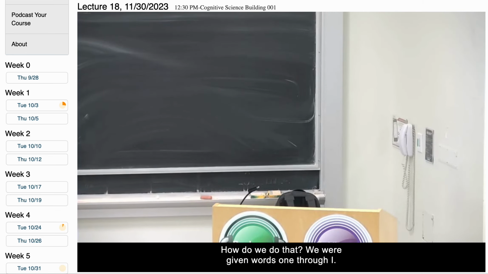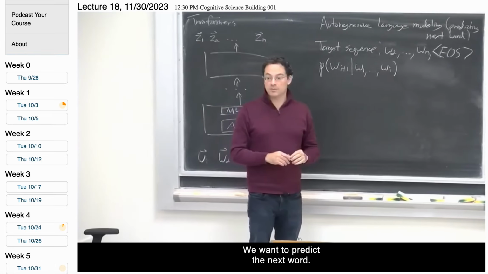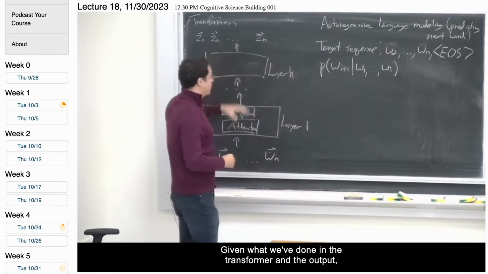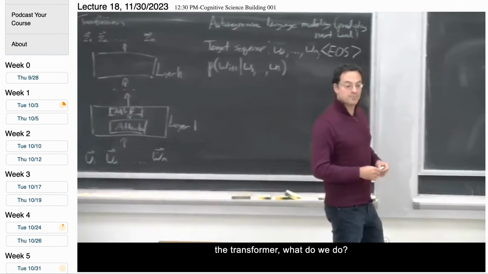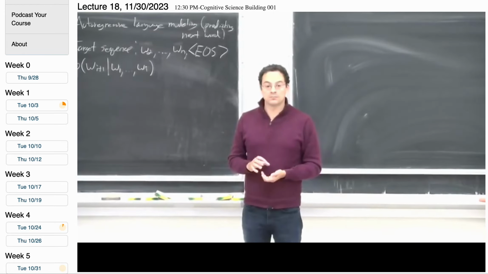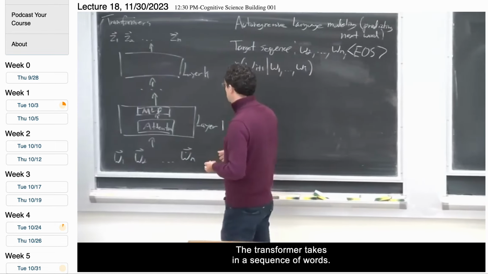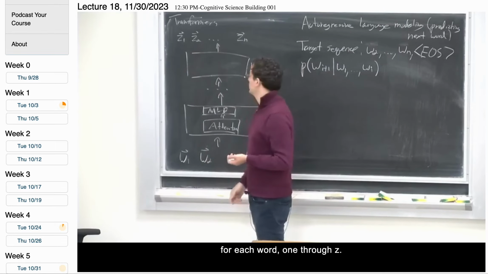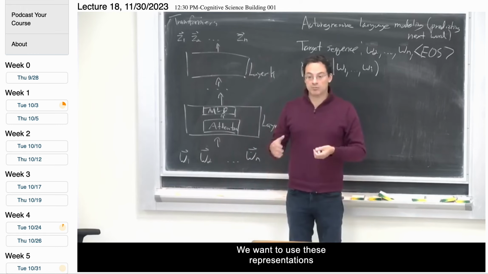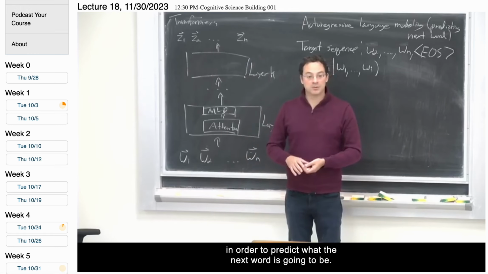How do we do that? So we're given words 1 through i. We want to predict the next word. How do we predict the next word given what we've done in the transformer and the outputs in the transformer? What do we do? So the transformer takes in a sequence of words. It outputs new representations for each word, Z1 through Zn. We want to use these representations in order to predict what the next word is going to be. So what do I do?